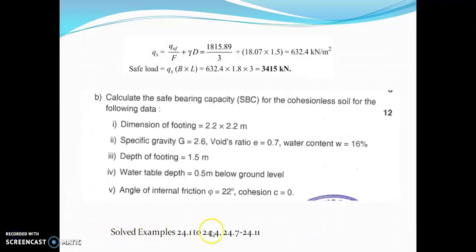Also, I want you to go through these particular solved examples 24.1 to 24.4 of your textbook and 24.7 to 24.11. I have deliberately kept some out which we will study a bit later because I have taught you all those problems with some other method. Okay, so I will do it with you and then you will solve them later.